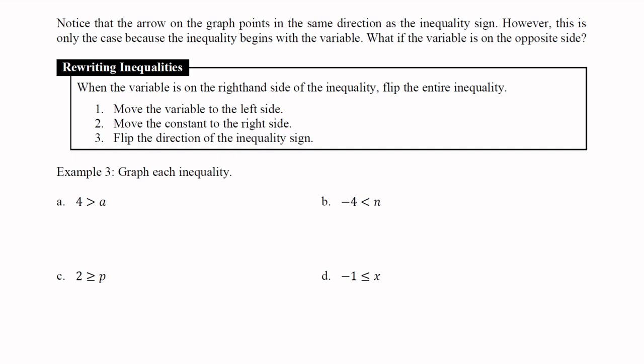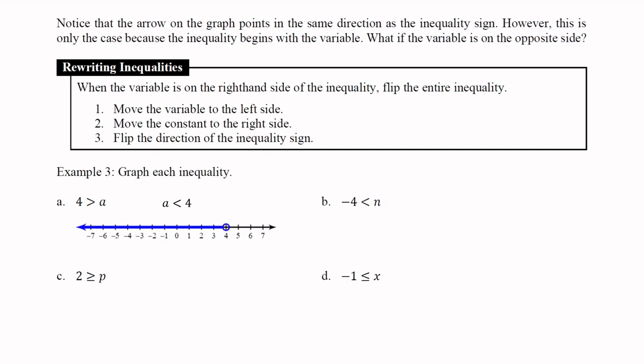So the first thing we're going to do is we're going to flip our inequality. So in A, we're going to move the A to the left and the 4 to the right, and we're going to flip the direction of our sign. Then we're going to use this to do our graph. We're going to have an open dot at 4, and we're going to shade to the left.